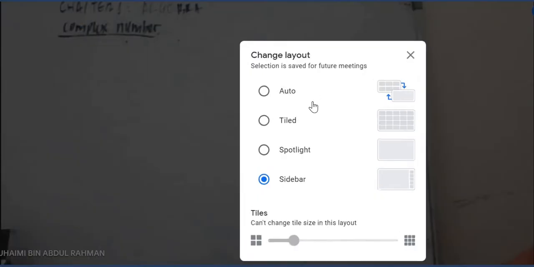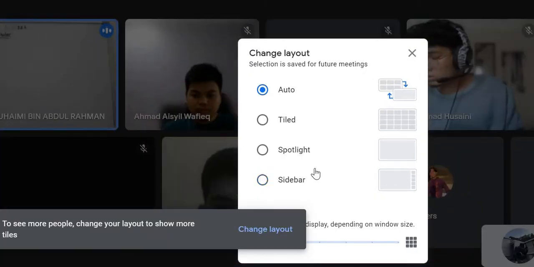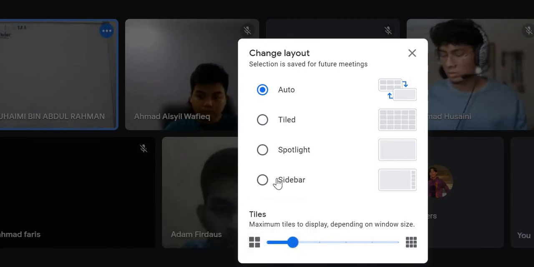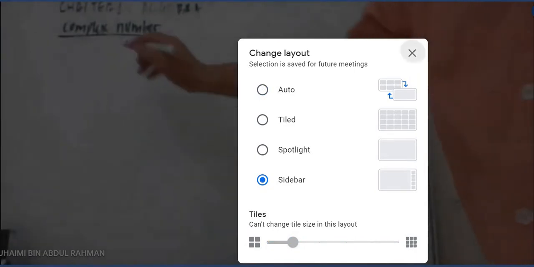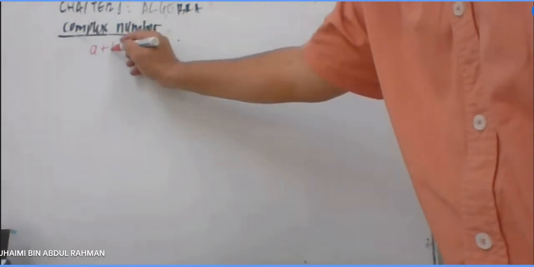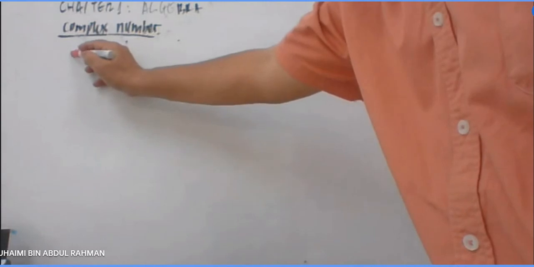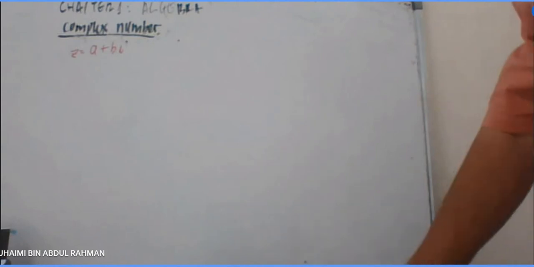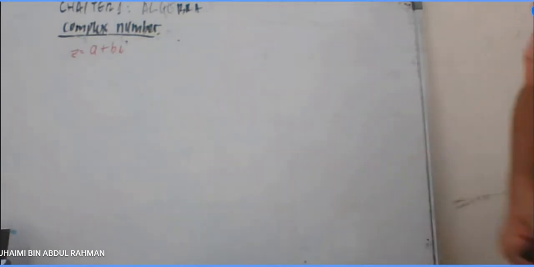And now we go to the third part of chapter 1, part of complex number. Then complex number is always written as this. This is the general form of a complex number, and we represent it by Z. Z equal to A plus BI. We write our complex number in terms of A plus BI.